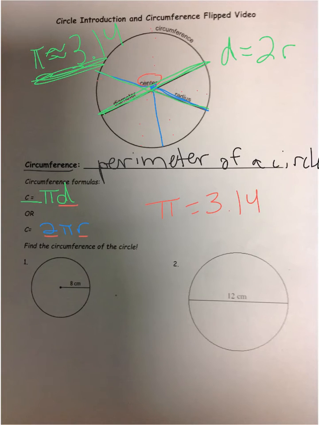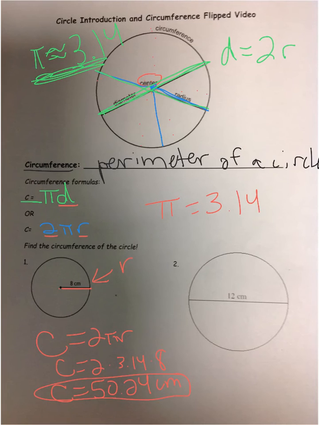So down here, we've got some examples. Find the circumference of the circle. This is a radius right here because it goes from the middle out to one side. So I'm going to use the formula c equals 2 pi r. And then I'm going to fill in what I know. C equals 2 times 3.14 times 8. So, of course, you can use your calculator in this example. And what you would find is that the circumference equals 50.24 centimeters.